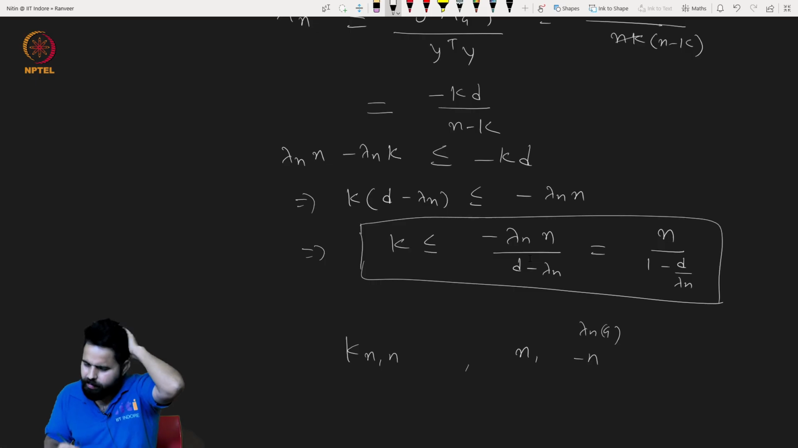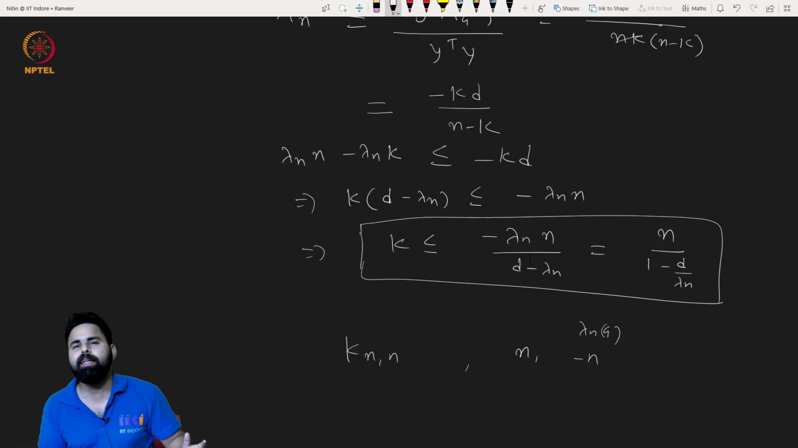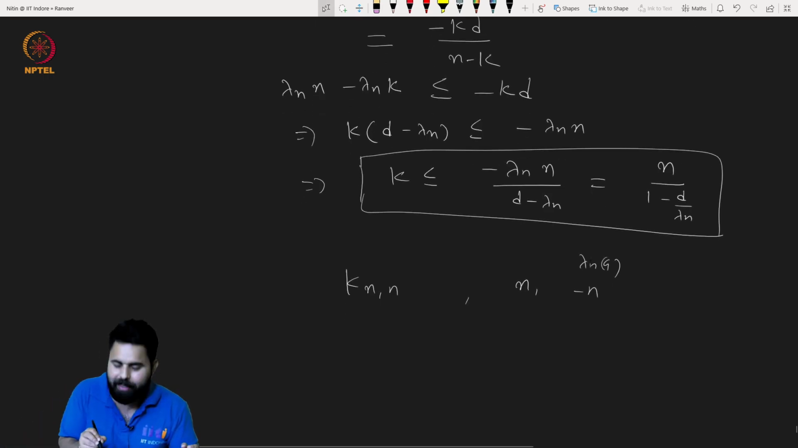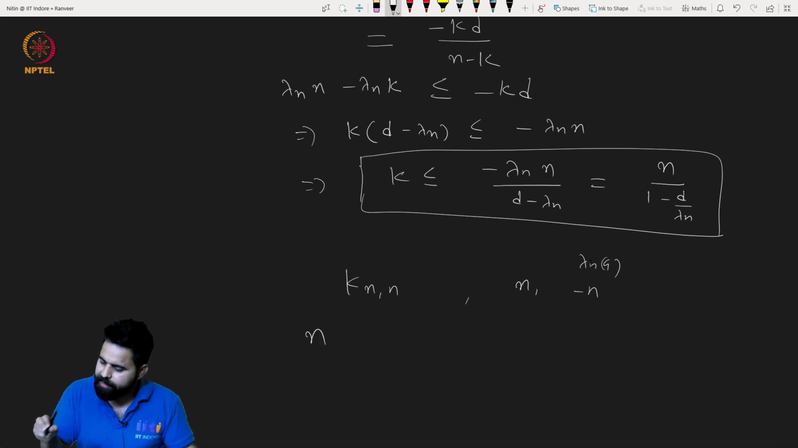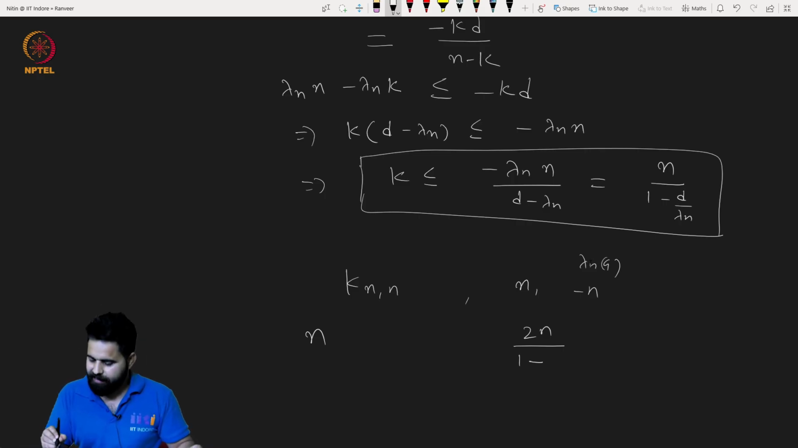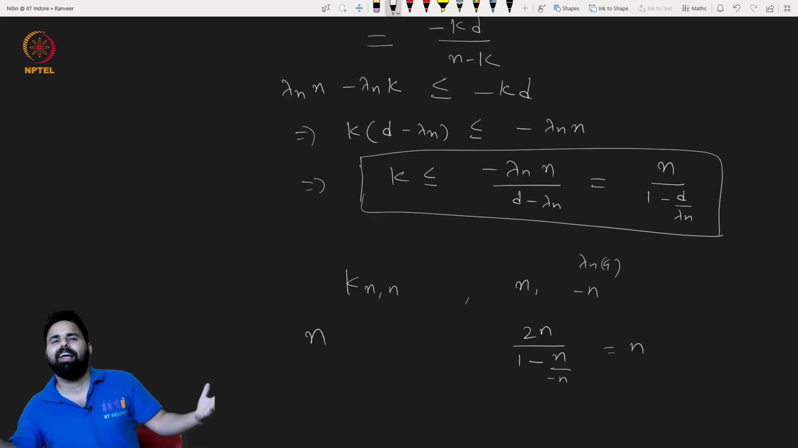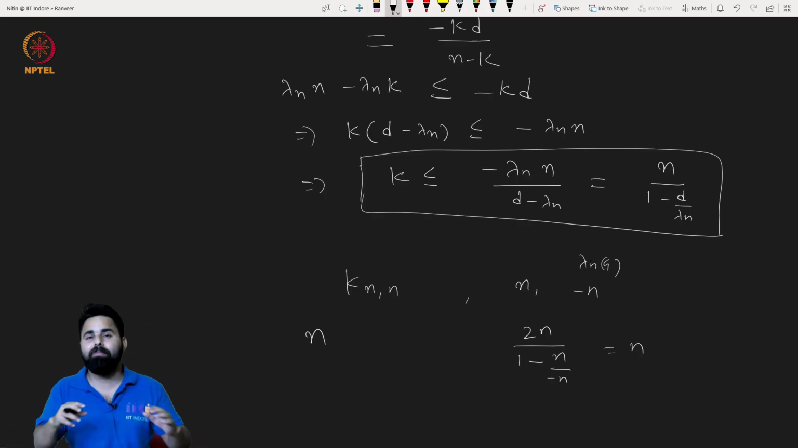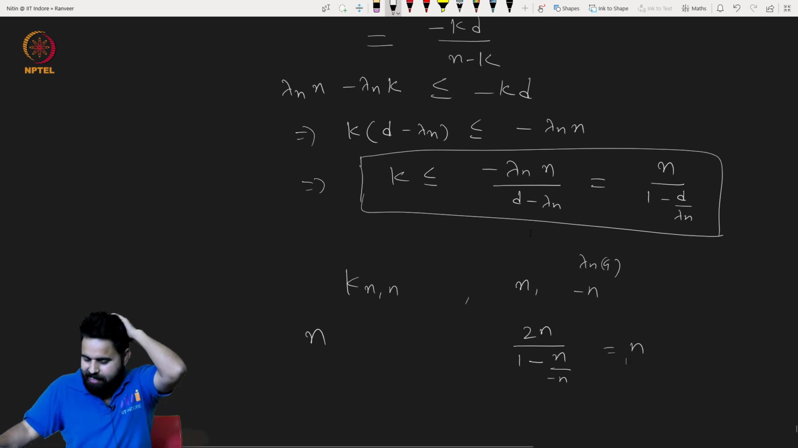And then let us see what this quantity is. By the way, what is the largest independent set here? The largest independent set size is n, right? But what is this quantity giving? Here the number of vertices is 2n, so 2n divided by 1 minus d over lambda n. The degree of every vertex here is n, and lambda n is minus n, so the denominator will be 2. Wow, so this is giving n. This is in fact giving equality. Basically, for the complete bipartite graph with n vertices on both sides, this is strict.